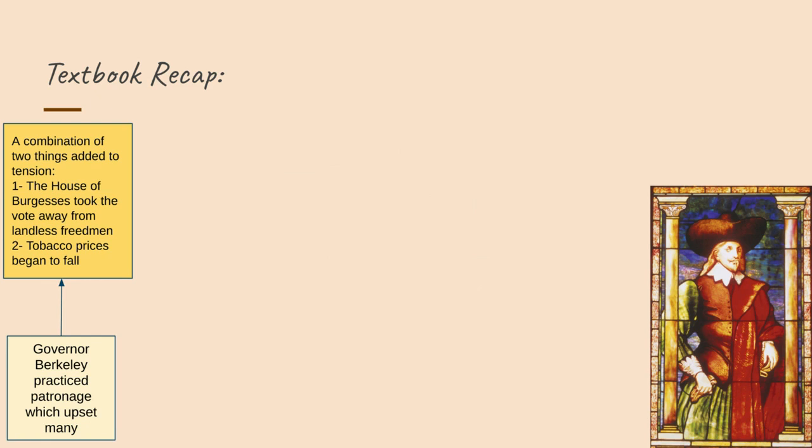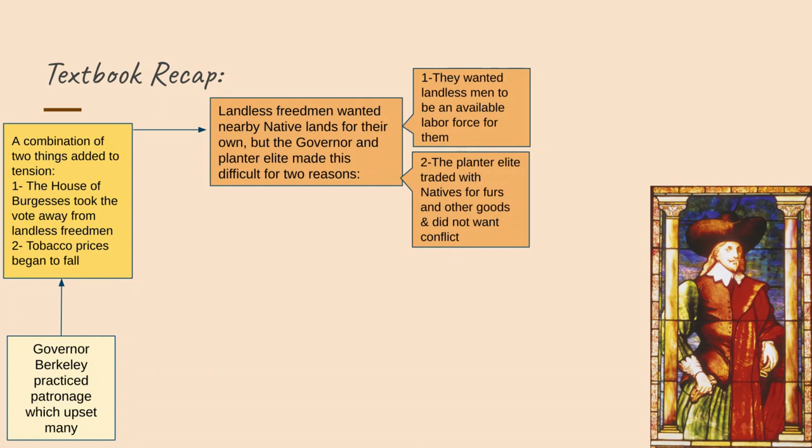In the second, tobacco prices are beginning to fall around the 1670s. And up until this point, tobacco had been that primary cash crop that Virginia strongly relied on. So now we add this to the fact that landless freedmen wanted nearby native lands for their own. This was their solution to finding available land. But the governor and planter elite don't want this to happen. And there's two reasons, okay? Number one, they wanted landless men to be an available labor source for them. They didn't necessarily want freed indentured servants going out, getting their own plot of land, and then having rival plantations to their own.